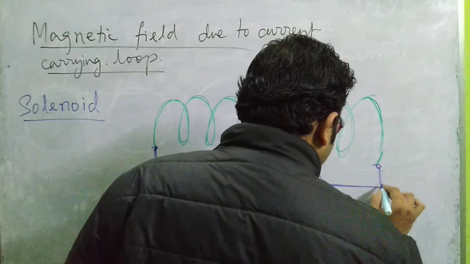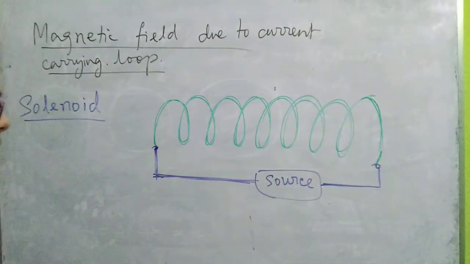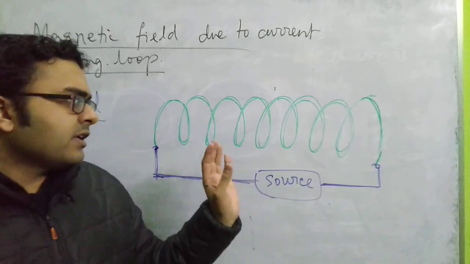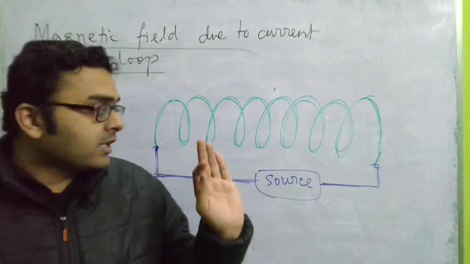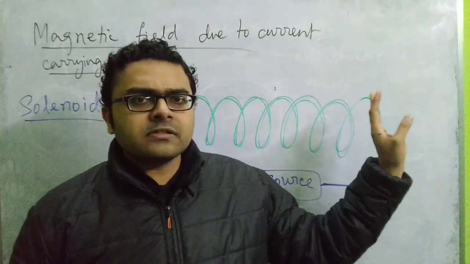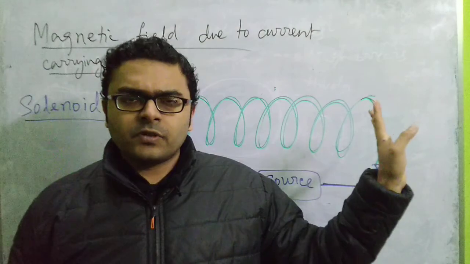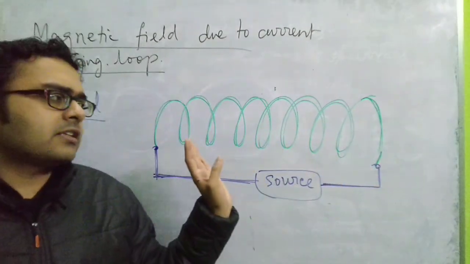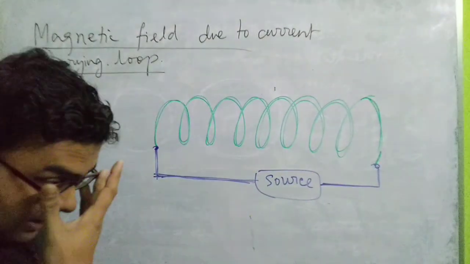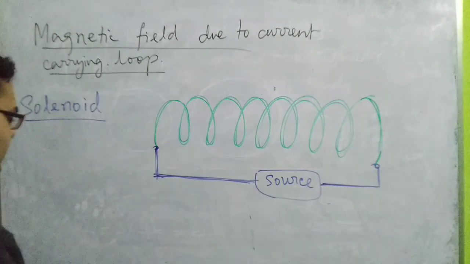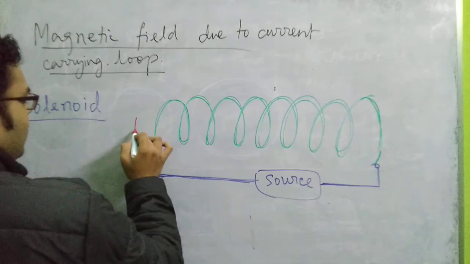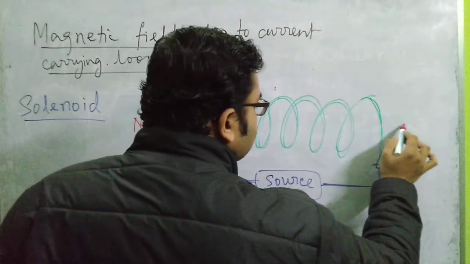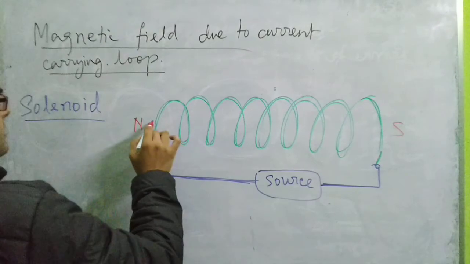As a result the current flows in the solenoid, and this solenoid behaves as a bar magnet. In this case also, if you imagine one face of the solenoid, you will see that the current is flowing clockwise, and on the other face the current is flowing anti-clockwise. So one face behaves as the north pole and the other face behaves as the south pole. Say I consider that this side face behaves as the north pole and this side face behaves as the south pole, then what happens?